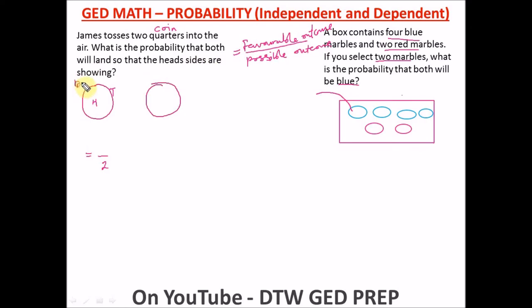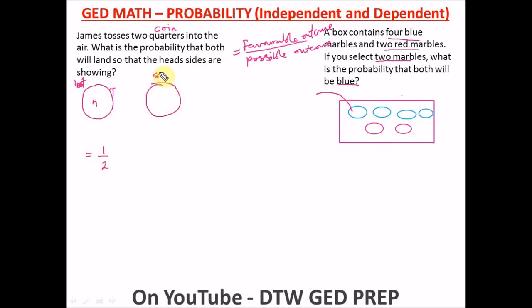So for the first quarter, the probability that it will land on heads: we have our possible outcome as 2, and we can only have one head. It's either a head or a tail. Our favorable outcome here is a head, and a head on a coin will only appear once. A tail also will only appear once. When you flip a coin, a head cannot appear twice, because it's just one coin. So this is the probability of the first quarter landing on the head side.